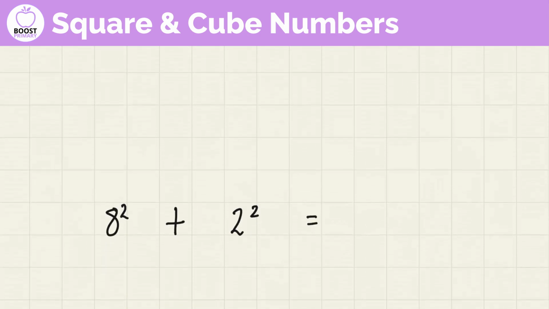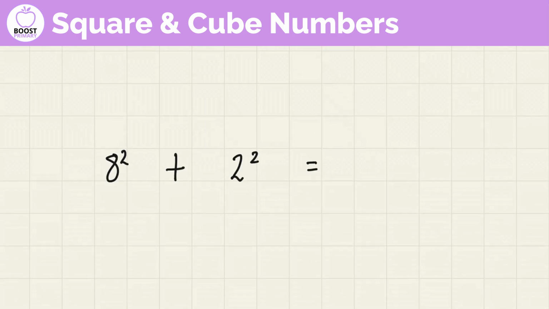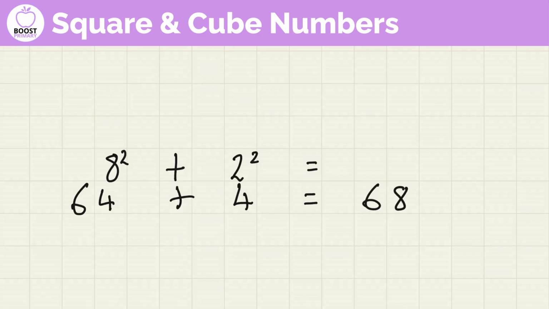Let's have a look at a couple of questions using square and cube numbers. My first question is 8 squared plus 2 squared. 8 squared means 8 times 8, and the answer is 64. I'm going to write that underneath. 2 squared equals 4. So 64 add 4 equals 68. So 8 squared add 2 squared equals 68.